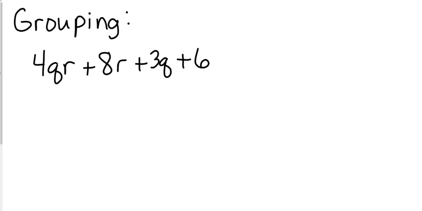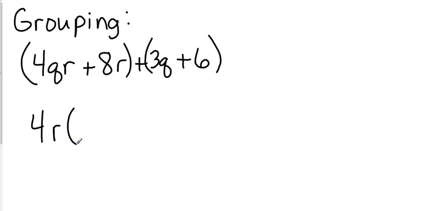Our problem before, both of them had common factors. These don't. So we're going to group things together that have common factors. So I'm going to put my 4qr and my 8r together, because I see they're going to have a common factor of 4, and they also have an r. And then I'm going to put my 3q and my 6 together, because I see that with 3 and 6, I can get a greatest common factor out of that. So let's look at the first one. What's the greatest common factor between 4 and 8? That's going to give me 4. And then what variable do they both share? That's going to give me an r.